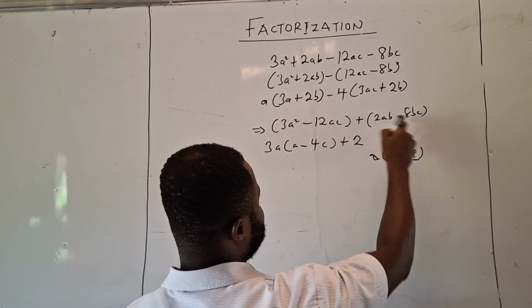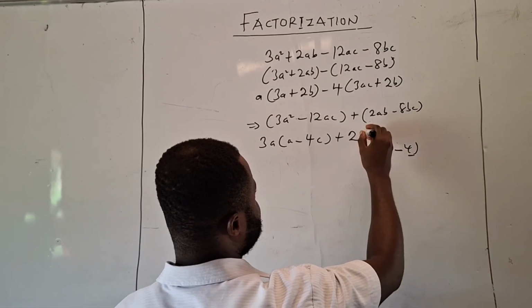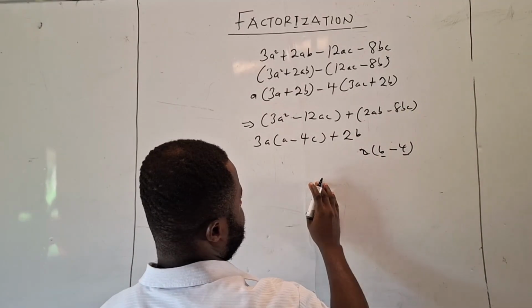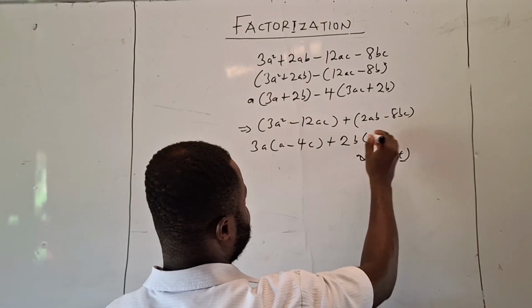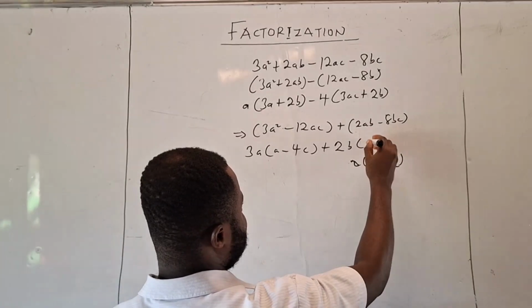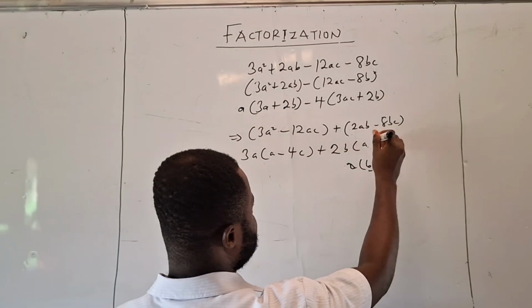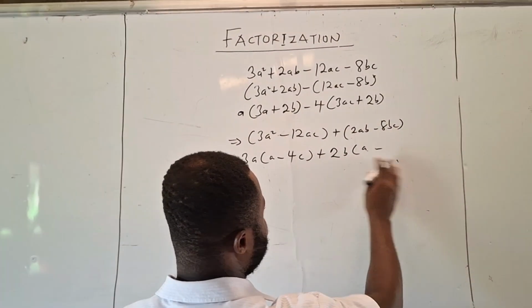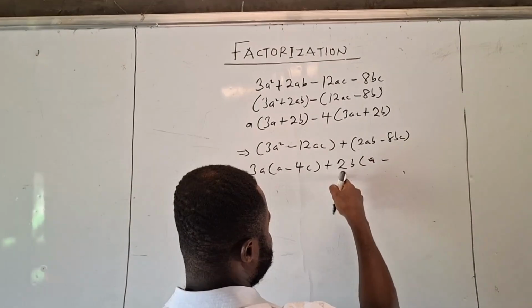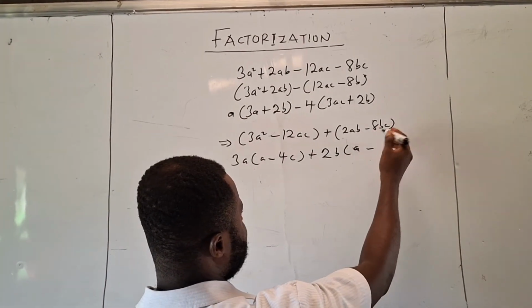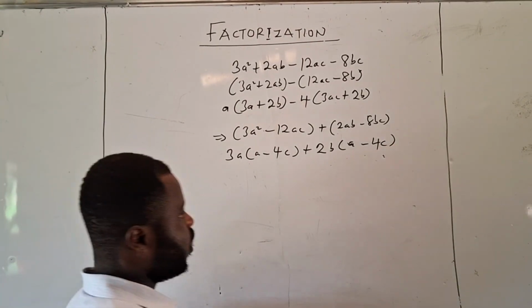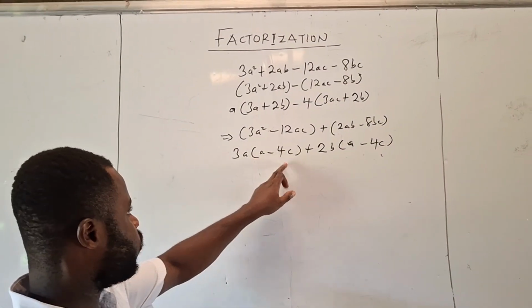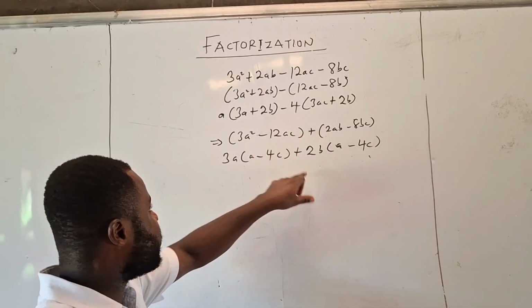The common letter here is what? It is b. The common letter here is b. So what is going to be left here? a. Positive times negative will be negative. Now this 2 going into 8 is 4. Now b is out, so what is left here? c. Now what do you see? You've got a minus 4c, a minus 4c. It means this is correct.